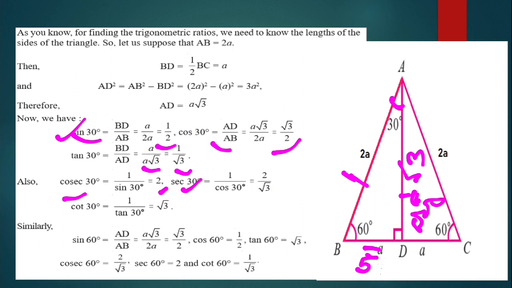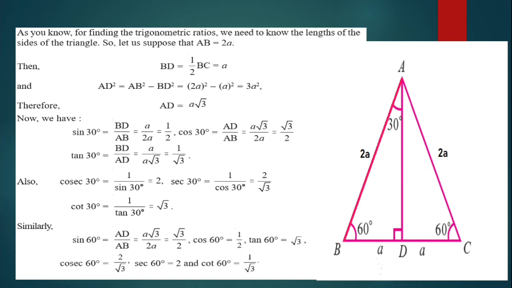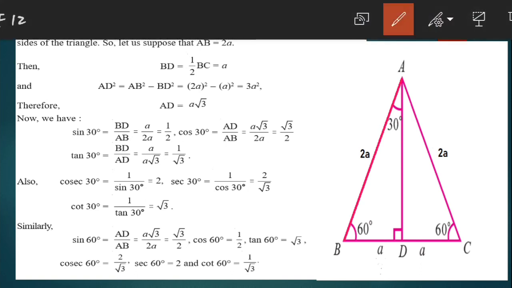Okay, in this way you can find the value of trigonometric ratio at 30 degree. Now we will discuss about 60 degree. When you are considering 60 degree, this is the acute angle. That means this is the opposite side and this is the adjacent side. So sin 60 will be opposite by hypotenuse, that is AD by AB.